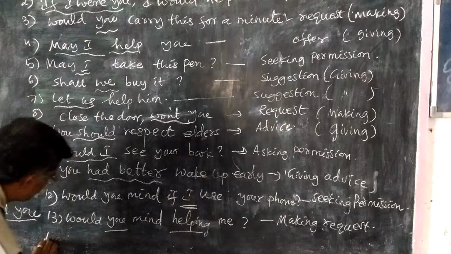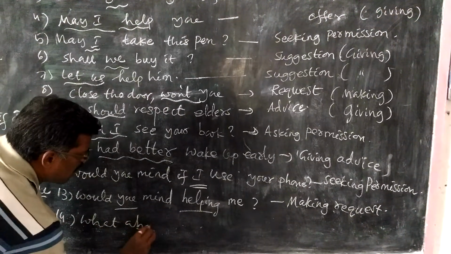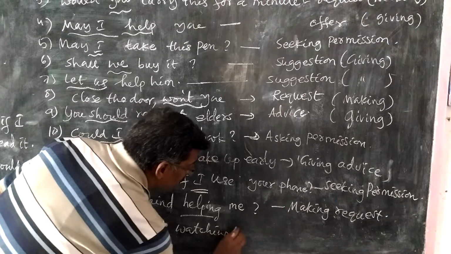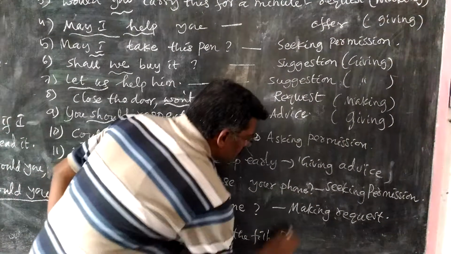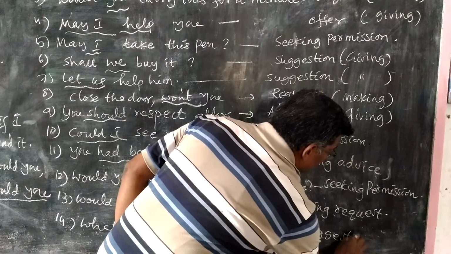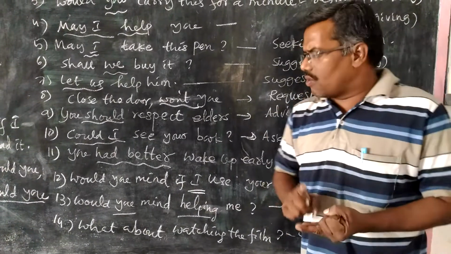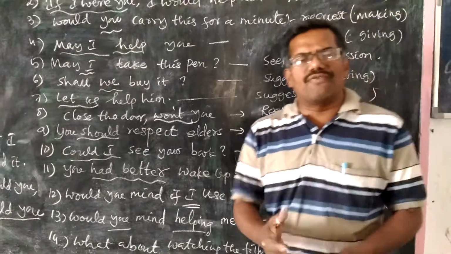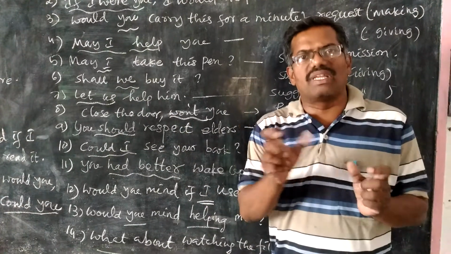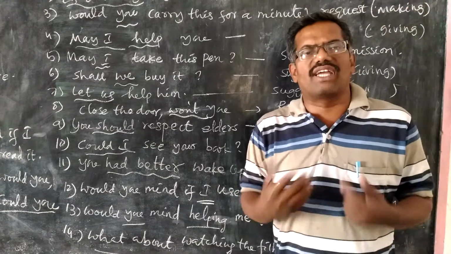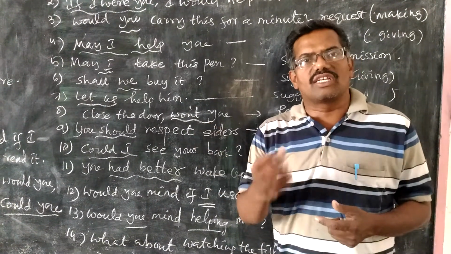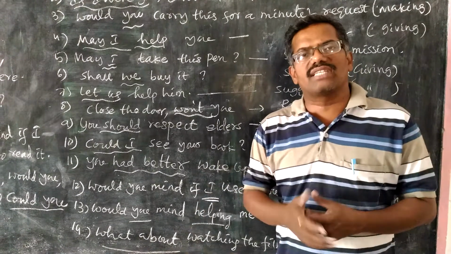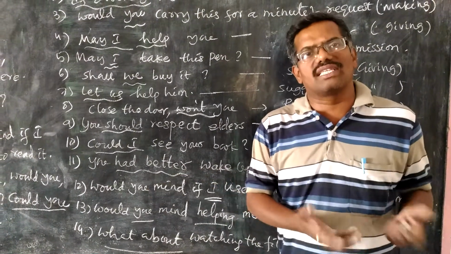And one more thing: what about watching the film? This is a suggestion. So whenever we have what about, how about, like these expressions, then we can easily say that it is a suggestion. Well friends, if you make the students know those common phrases, if they are familiarized with those expressions, the students can easily identify the particular expression, whether it is an offer, an advice, a suggestion, a request, or seeking permission.